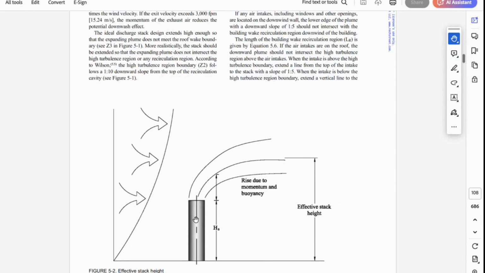If you look at this, this is a chimney. A chimney must have a good amount of efflux velocity. It must push vertically. It must have momentum. It must also have buoyancy. Buoyancy comes from the efflux velocity, so that it will create a plume rise when it meets the wind. This rise is what we call effective stack height.